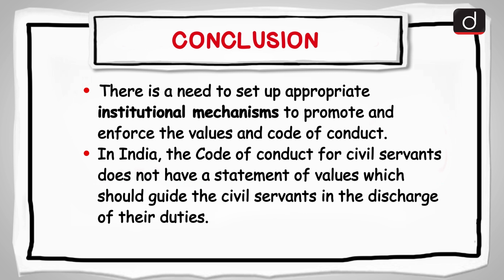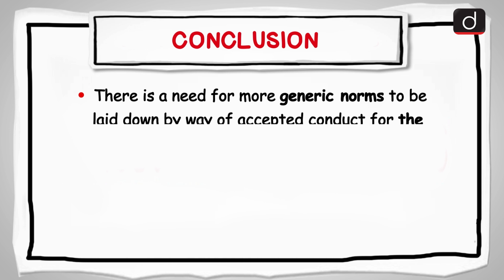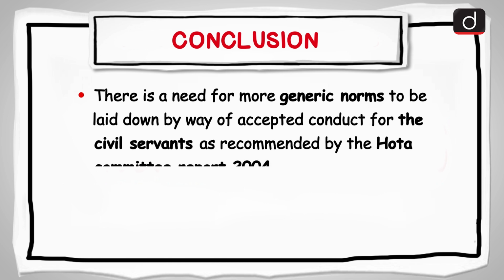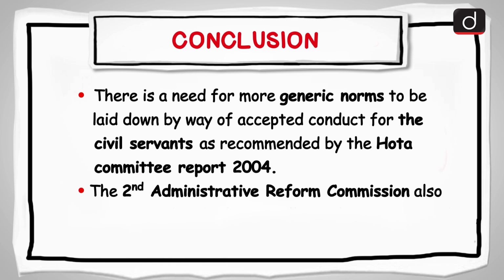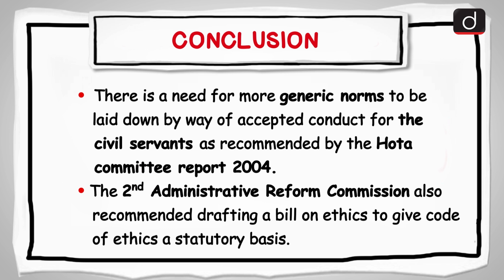In India, the Code of Conduct for Civil Servants does not have a statement of values which should guide the civil servants in the discharge of their duties. There is a need for more generic norms to be laid down by way of accepted conduct for the civil servants as recommended by the Hota Committee report of 2004. The Second Administrative Reforms Commission also recommended drafting a bill on ethics to give Code of Ethics a statutory basis.